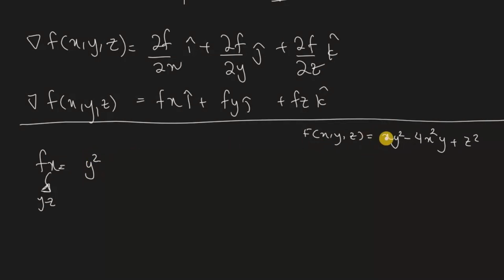And then y squared is a constant, so it stays over there. And then we're differentiating only x, so that 2 brings down, so that's going to be 8x. Y stays there because it's a constant, and z is a constant, so that goes to 0. Okay, now we are finding f of y.